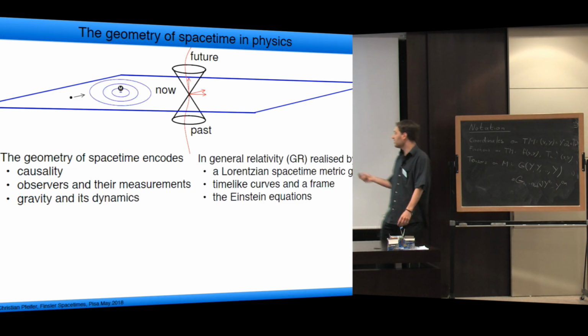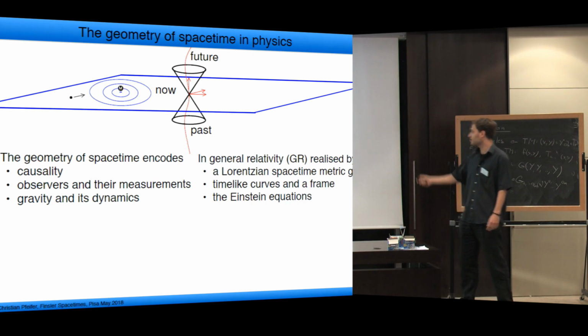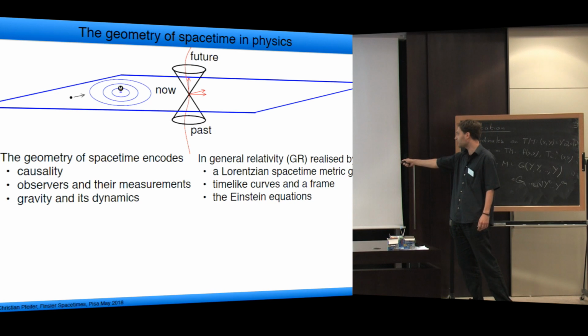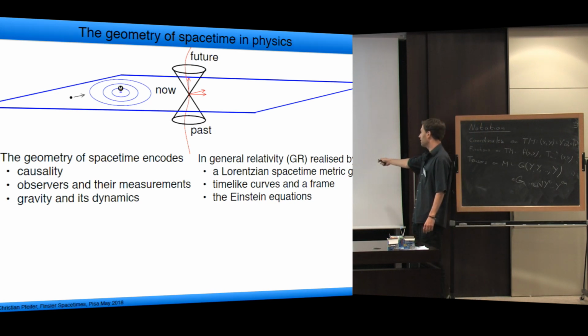In general relativity, this threefold role of the geometry is encoded into a Lorentzian space-time metric, whose light cones give us a causal structure.